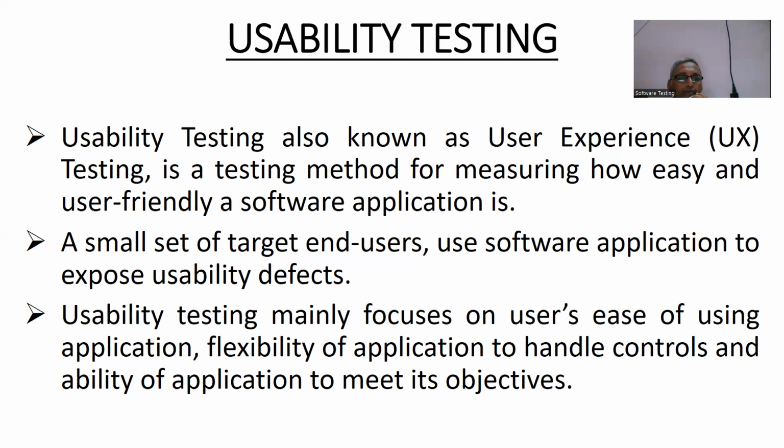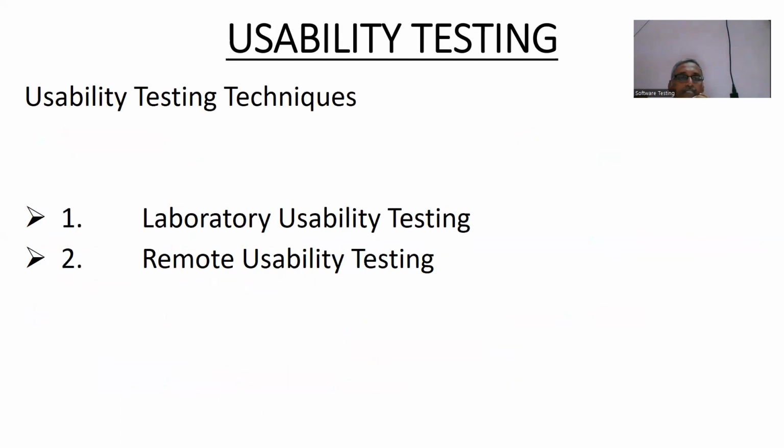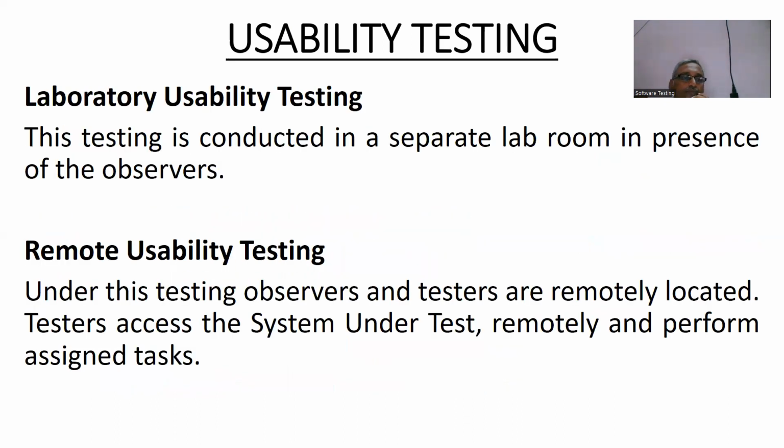Methods of usability testing have two techniques. First one, laboratory usability testing, and second, remote usability testing. Laboratory usability testing: this testing is conducted in a separate lab room in the presence of observers. The testers are assigned tasks to execute. The role of the observers is to monitor the behavior of the testers and report the outcomes of testing. The observer remains silent during the course of testing.